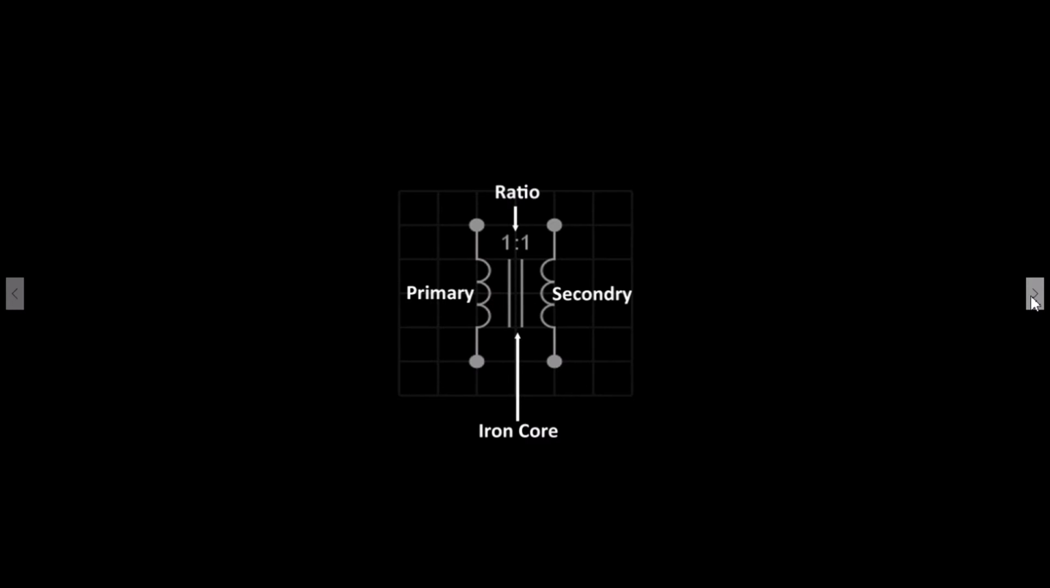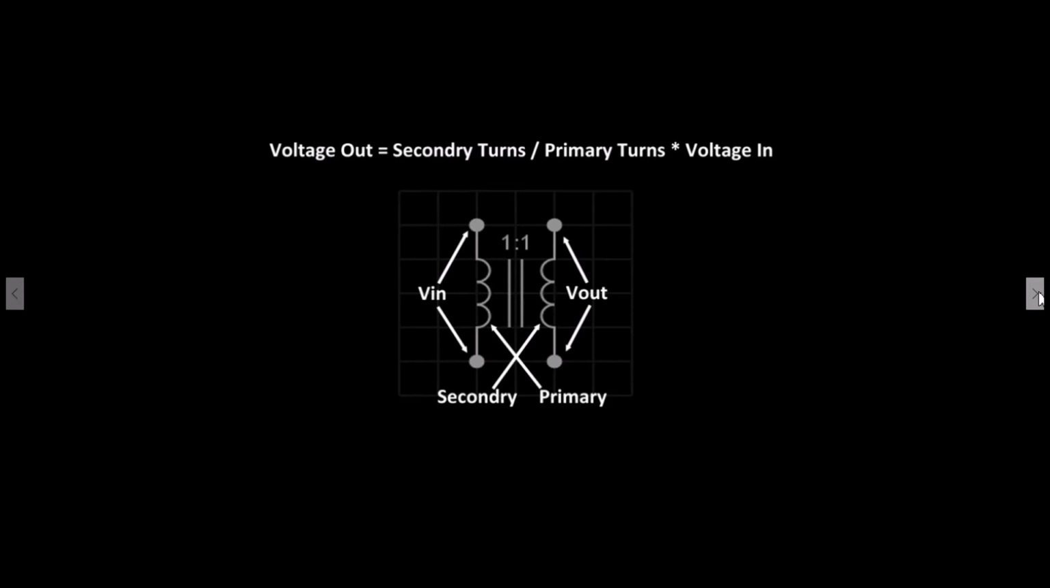One application for the transformer is to create a circuit which will convert a high voltage AC signal to a lower voltage DC signal. Firstly, we need to look at the formula to calculate the primary and secondary turns on the transformer so we can achieve the correct output. The formula is as follows. Voltage out equals secondary turns divided by primary turns multiplied by the voltage in.